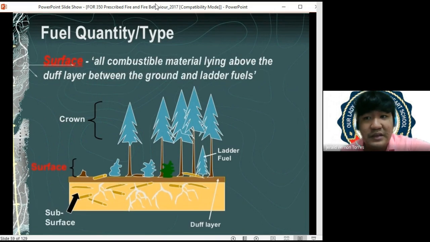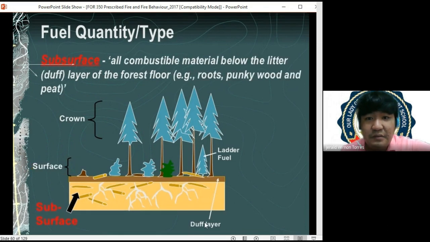Or yung tinatawag natin na nasa surface, no? Nasa surface, nasa above ng duff layer. We call this as duff layer at ito crown layer. So pag nasa taas siya ng duff layer na tinatawag natin, tawag sa kanya is surface fuel. Meron din tayong tatawag na subsurface fuel. Ito yung nasa ilalim ng duff layer.